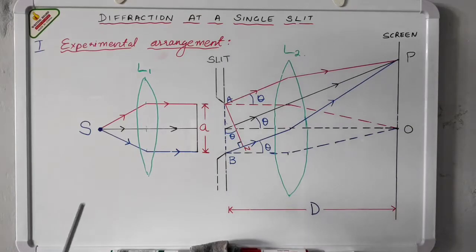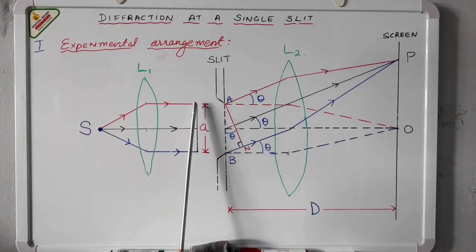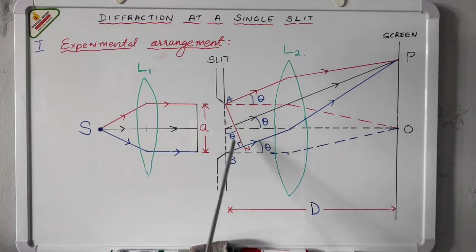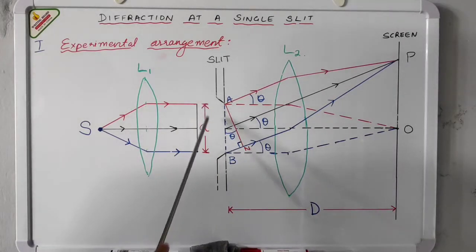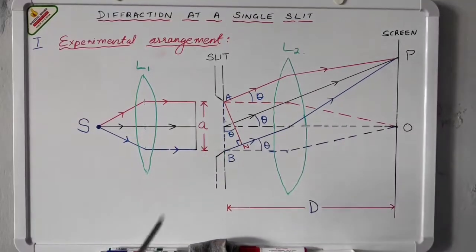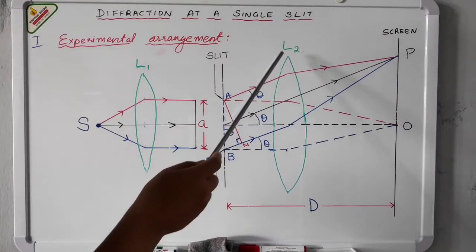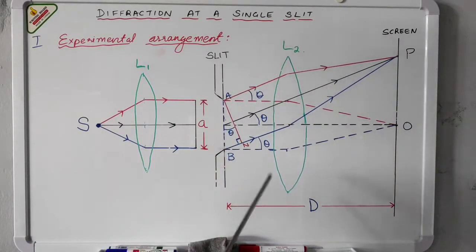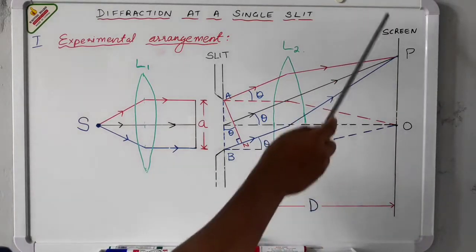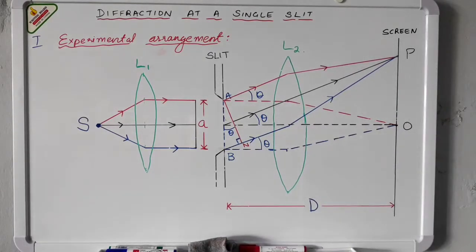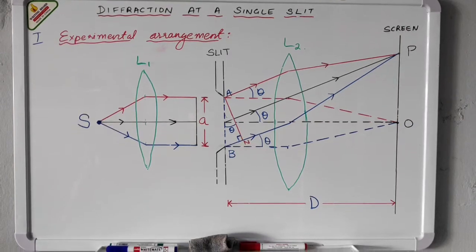So we have a plane wavefront which gets incident on a narrow slit AB. The width of the slit is small a. A screen is placed at the focal plane of a convex lens L2, which is at a distance capital D from the slit, on which the diffraction pattern is obtained. We are going to obtain a diffraction pattern on the screen.